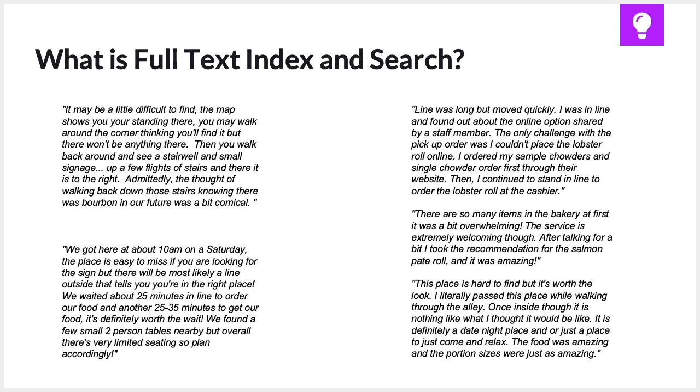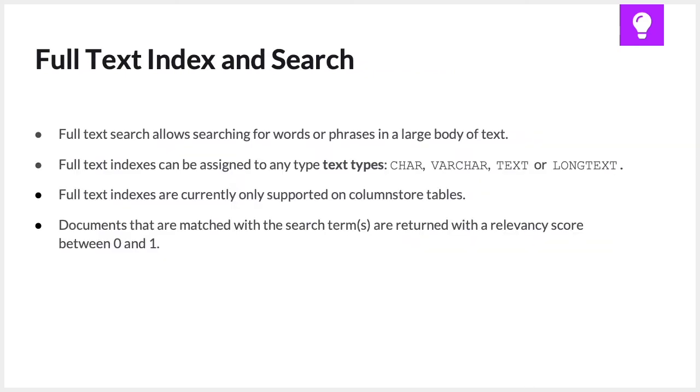For example, let's say I wanted to search through this particular restaurant's reviews with a focus on whether or not I'll be standing in line too long. With a full text index, I can search for the word line and quickly see that this restaurant does have a tendency to have a long line, although it may be worth the wait.